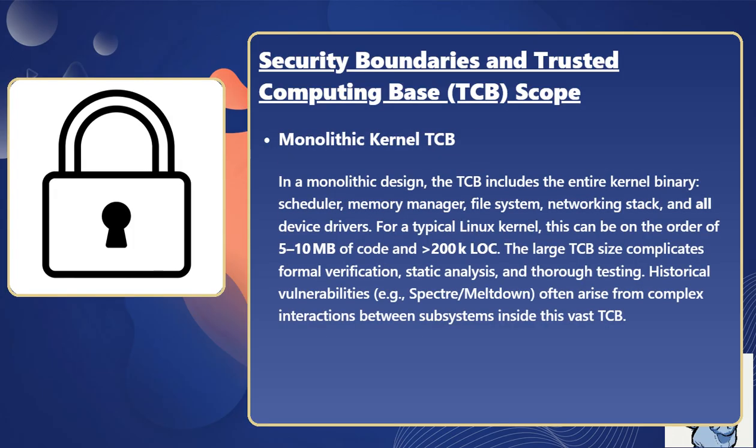In a monolithic design, the TCB includes the entire kernel binary, scheduler, memory manager, file system, networking stack, and all device drivers. For a typical Linux kernel, this can be on the order of 5 to 10 megabytes of code and greater than 200,000 lines of code. The large TCB size complicates formal verification, static analysis, and thorough testing. Historical vulnerabilities, for example Spectre and Meltdown, often arise from complex interactions between subsystems inside this vast TCB.